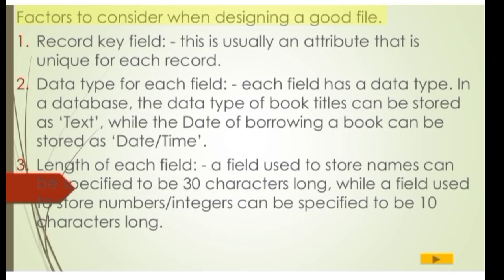Factors to consider when designing a good file. 1. Record key field. This is usually an attribute that is unique for each record. 2. Data type for each field. Each field has a data type. In a database, the data type of book titles can be stored as text, while the date of borrowing a book can be stored as date/time. 3. Length of each field. A field used to store names can be specified to be 30 characters long, while a field used to store numbers, integers, can be specified to be 10 characters long.